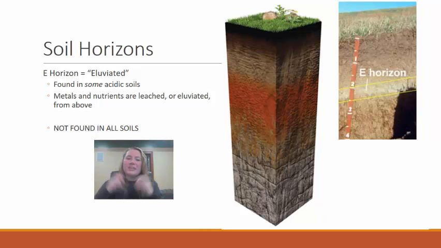The next one down would be the E horizon, or the eluviated horizon. Now, this is not found in all soils, and it's not easy to identify in all soils where it is present. And what's happening here is there's some leaching of the minerals from the top layers down towards the bottom layers. So this is something that's really kind of difficult to see often. Now in the picture that I put all the way on the right of the screen, you can see that white band where the nutrients have been kind of leached and accumulating.